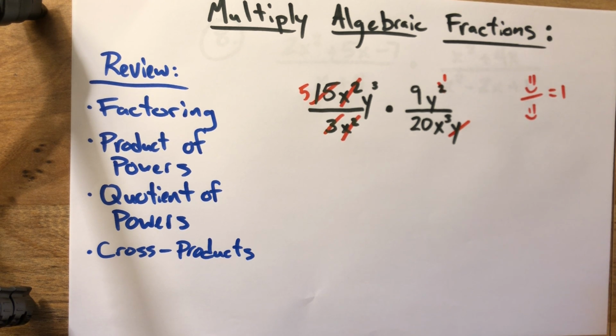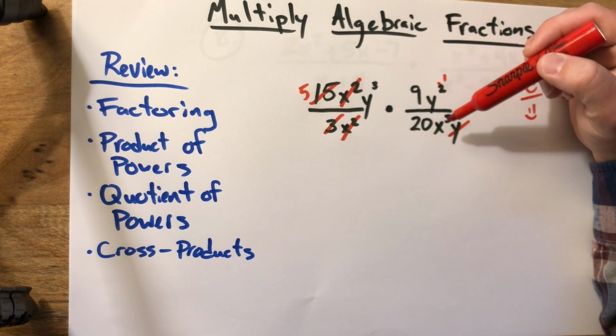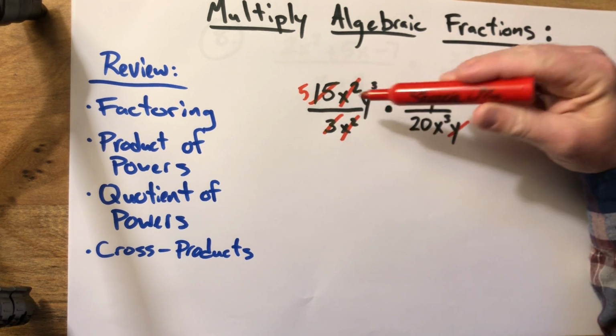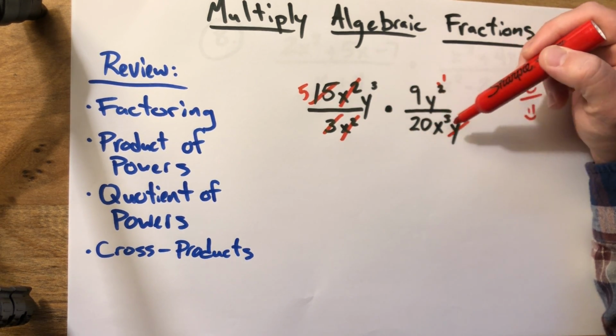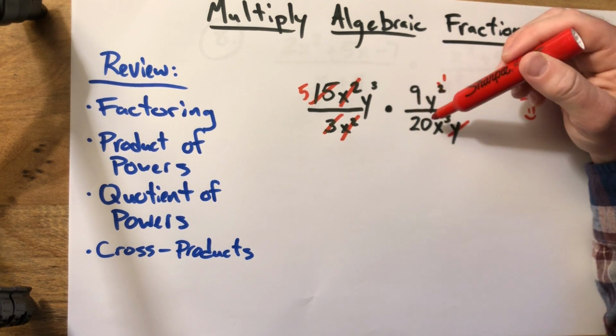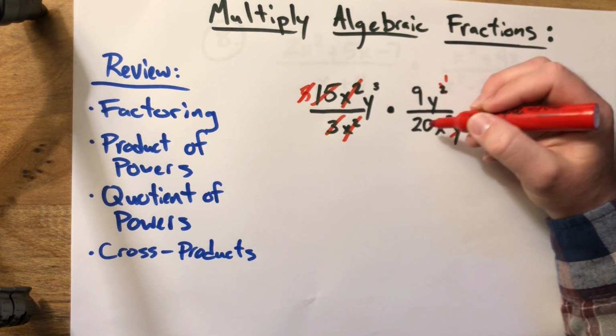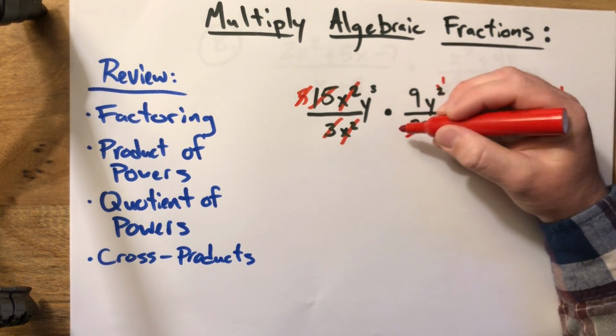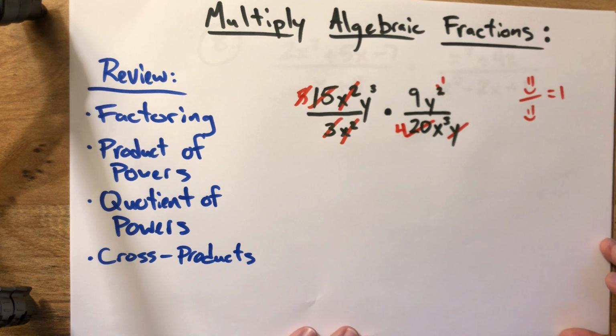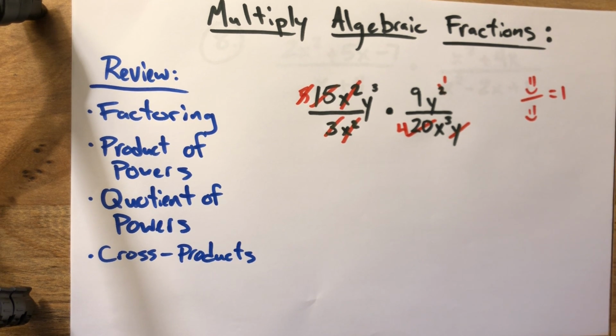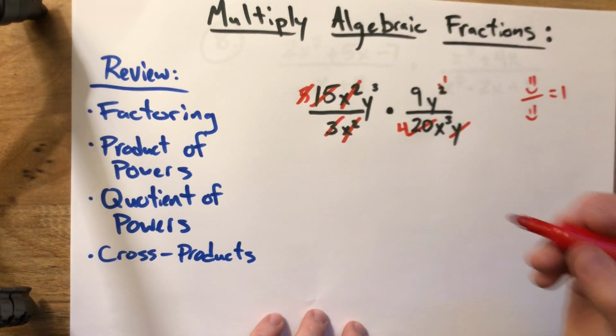Maybe next, if we look at cross-canceling, I could maybe eliminate the coefficients of 5 and 20, or simplify them, I should say. 5 and 20 both divide by 5. That would be 1, therefore gone. This would be 4. That looks pretty good to me. Let's maybe get things squared away and see where we're at.